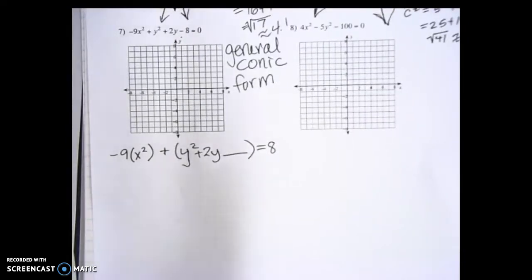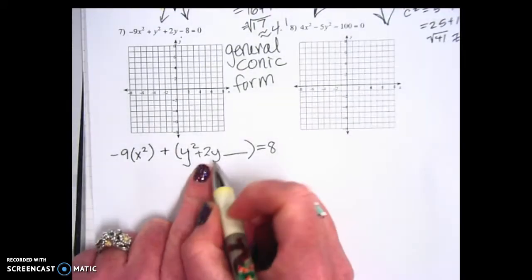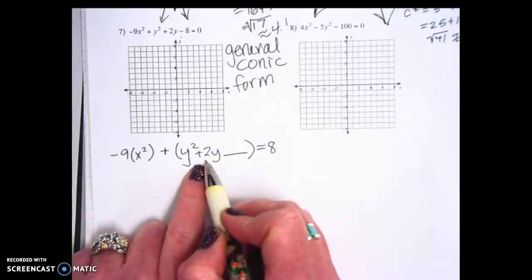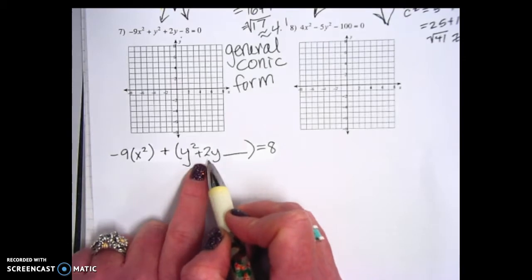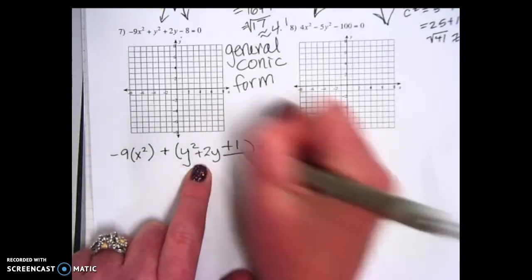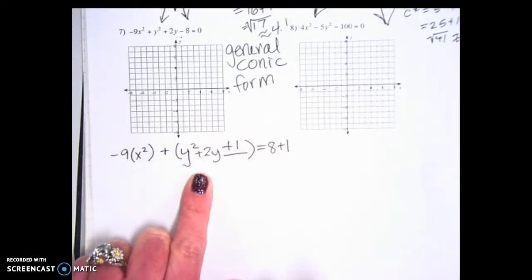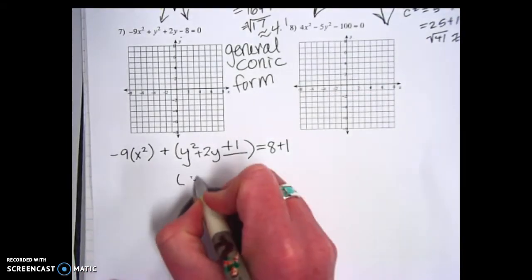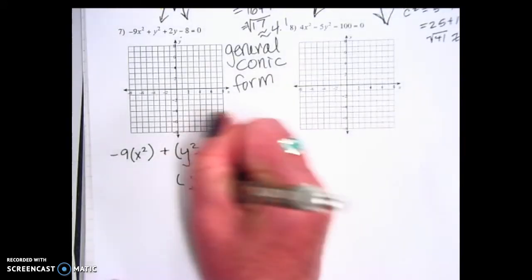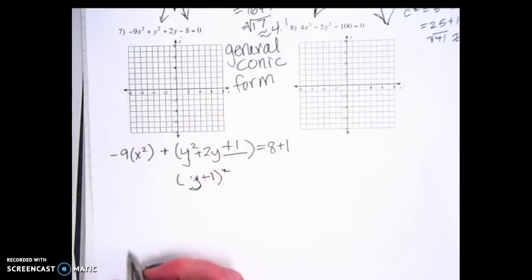Now we don't need to complete the square on the x term because it's just x squared. So that part of the vertex is going to be 0, right? This one we want to complete. We've got half of 2, which is 1. 1 squared is 1. So we're adding 1, which means we need to add 1 over here. And then this is going to factor to y plus 1, quantity squared.